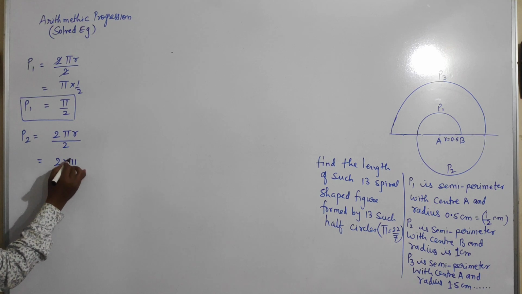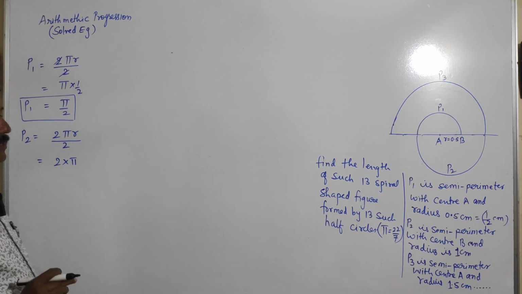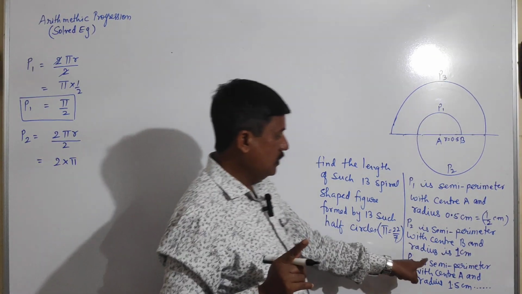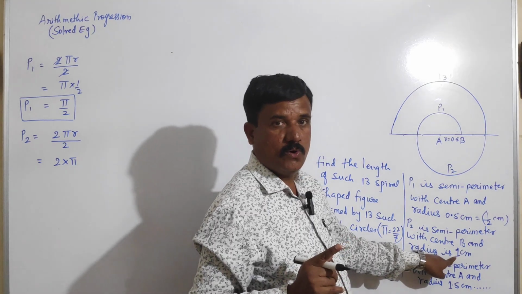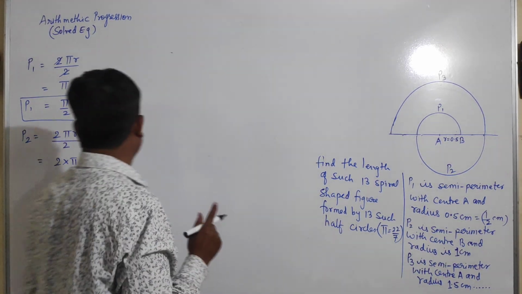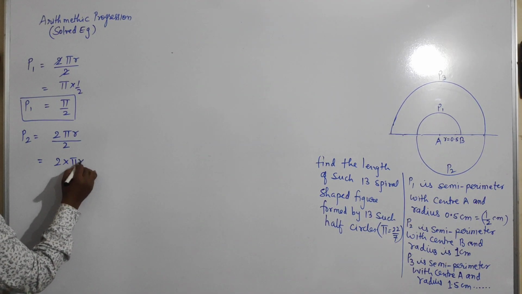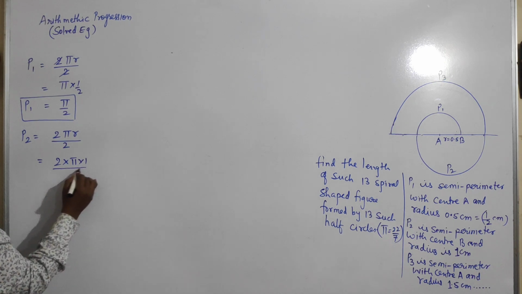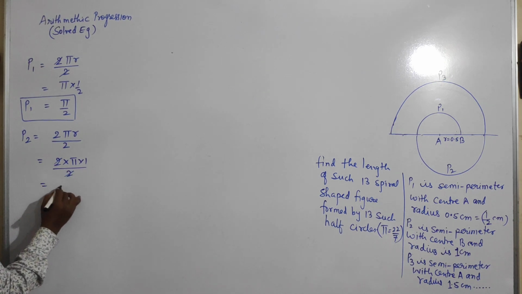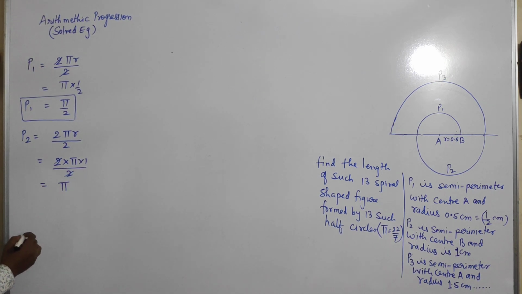Similarly, P2. Again the formula is 2 pi r upon 2. What is the value of r over here? The value of r is 1. The value of radius is 1. Multiply by 1 upon 2, the 2 cancels, and the value is pi. Yes? The P2 value is pi.